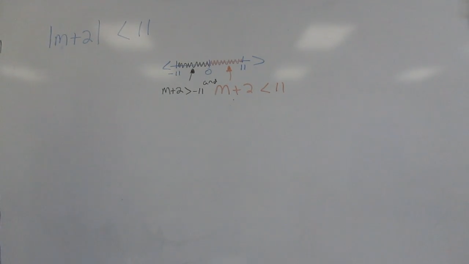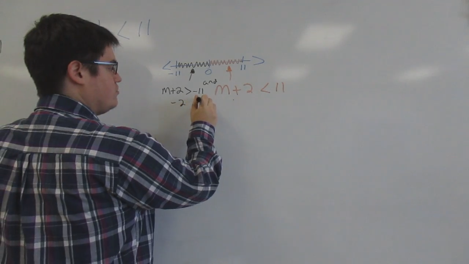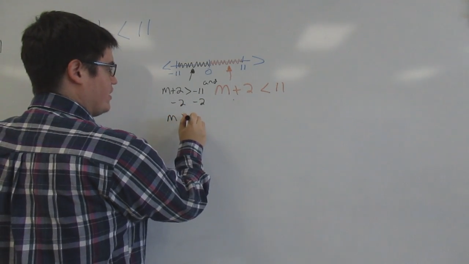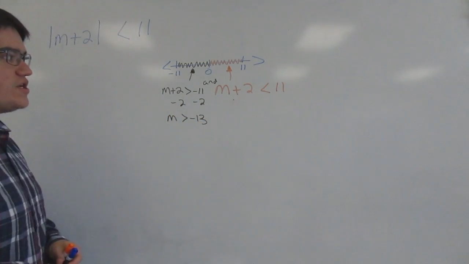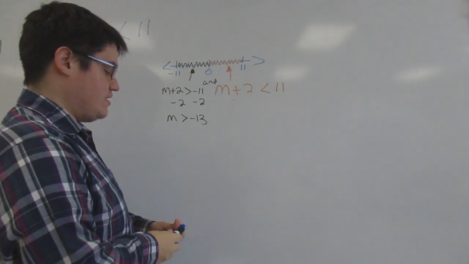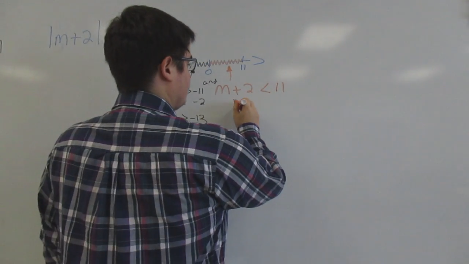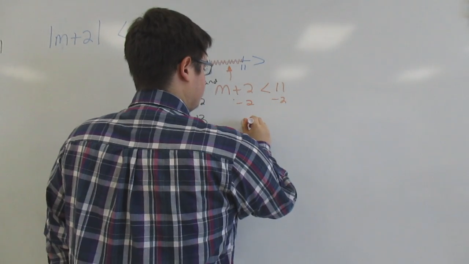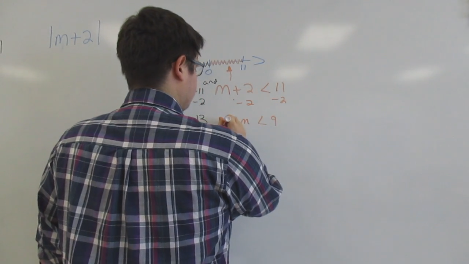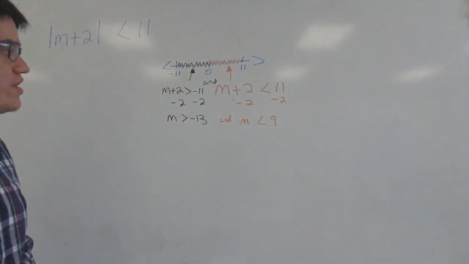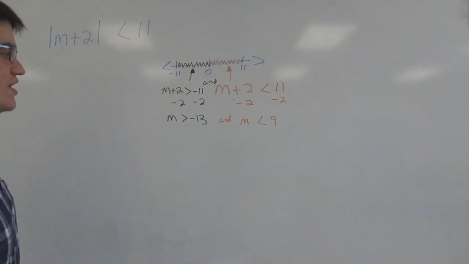Now I can just solve for m. Subtract 2. So m is greater than negative 13. And at the same time, minus 2. So m is greater than negative 13, and m is less than 9.